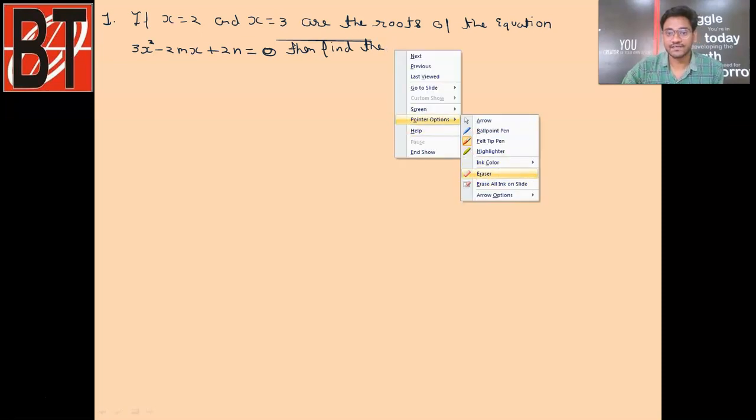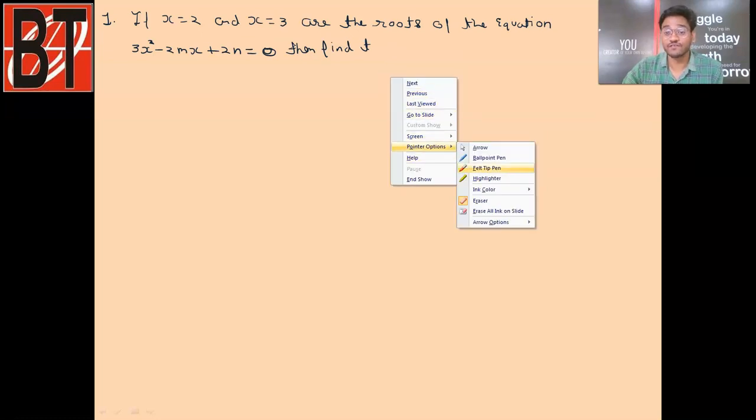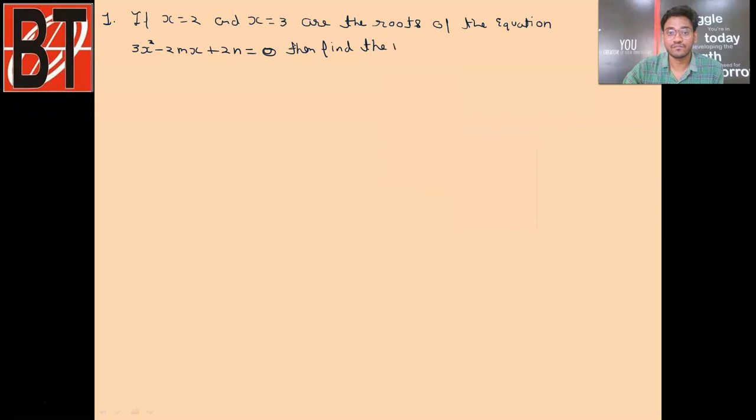Then find the values of m and n. How can we find the values of m and n? Now students, just let me know, if x is equal to 2 and x is equal to 3 are the roots of this given equation, what does it imply? What do you understand from this? Because x is equal to 2 and x is equal to 3 are roots or solutions of this equation, they are guaranteed to satisfy the equation.